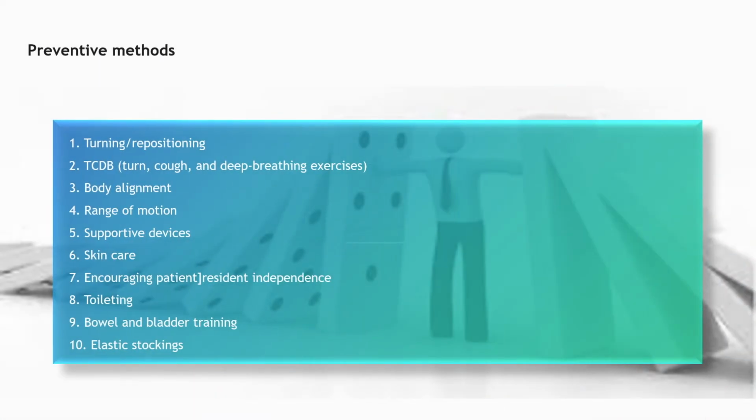Preventative methods: turning or repositioning. TCDB, turn, cough, and deep breathing exercises. Body alignment. Range of motion. Supportive devices. Skin care. Encouraging patient or resident's independence. Toileting. Bowel and bladder training. Elastic stockings.